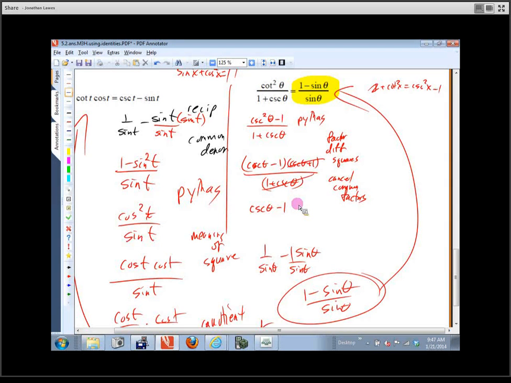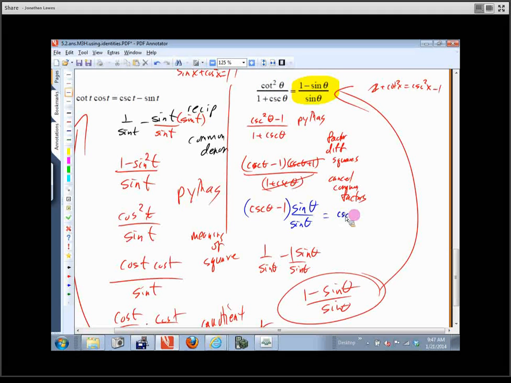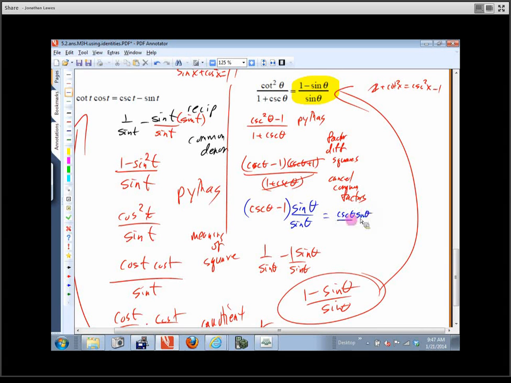Yep. Hang on 1 second. Okay, so I'm going to change colors. Let's go back to what Logan suggested. If we just multiplied by sine, that completely changes the value of the expression. But if I multiply by sine theta over sine theta, I'm multiplying by a 1, right? Is that okay? And if I do that, watch what happens. If I distribute that through, here's what I get: cosecant theta, sine theta, and then minus sine theta over sine theta.